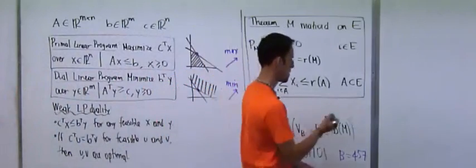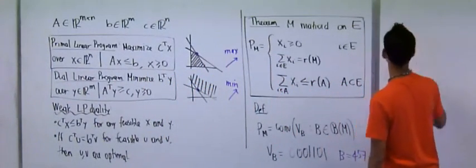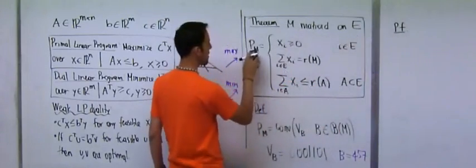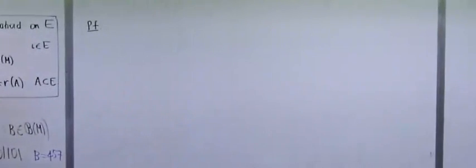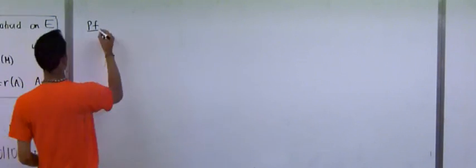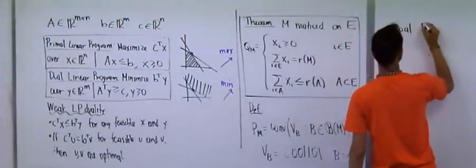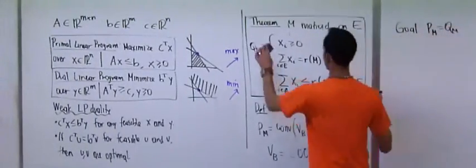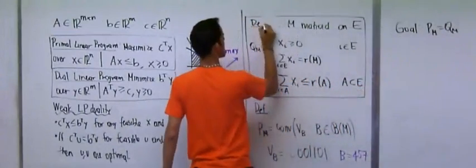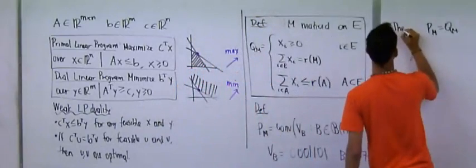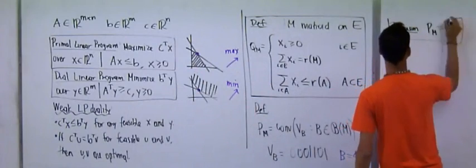So, proof. What I said last time was that I was going to call this guy Q sub m, and then I was going to show that these two are equal. So let me call this guy Q sub m. So the goal is that P sub m is equal to Q sub m, and let me just say this is a definition. And the theorem is that they're equal. Okay.